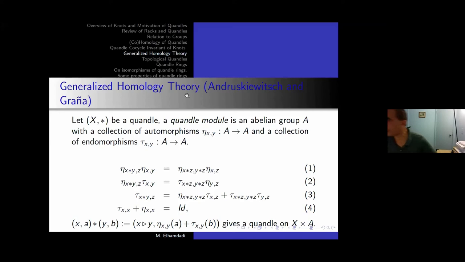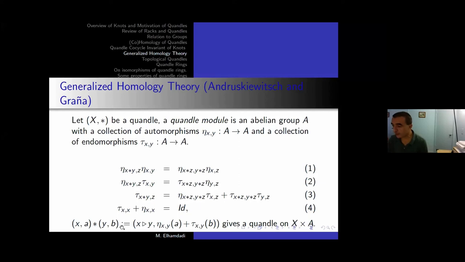I start with the quandle. I'm going to talk about the quandle module, because I want to do homology theory. An abelian group with a collection of automorphisms, eta xy, and a morphism, tau xy. There are some axioms, obviously. One can see the axioms either from the Reidemeister moves, or algebraically, they can just say it with this. This is like extension. What we do for extension of groups, we can do for extension of quandles.